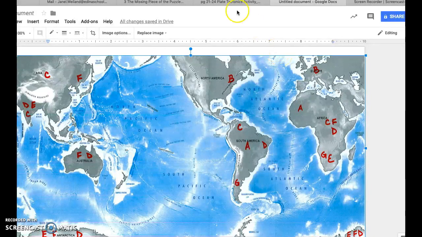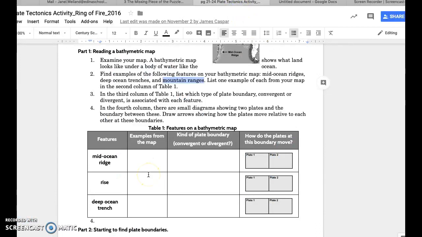So what I need you to do is, in your packet right here, you're just going to write an example of a ridge. So I could write the Mid-Atlantic Ridge if I wanted to. You are welcome to do the same. Because at a ridge the plate boundaries move apart, we know that that is a divergent boundary. And then over here you're going to be asked to draw in some arrows that move in opposite directions, but I'm not going to be able to do that very quickly for you here on the screencast today, but I think you guys can manage just fine.